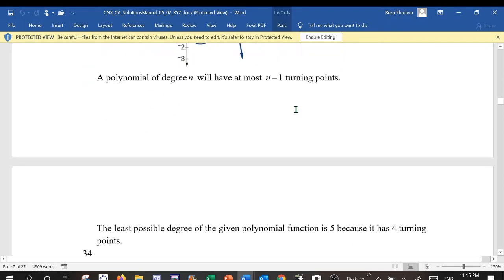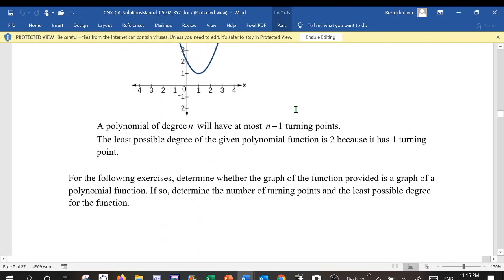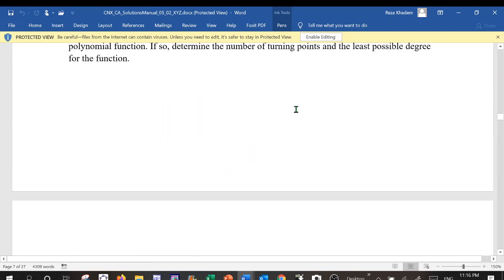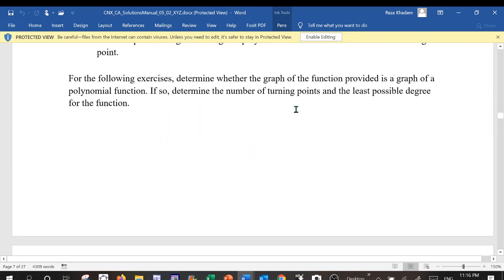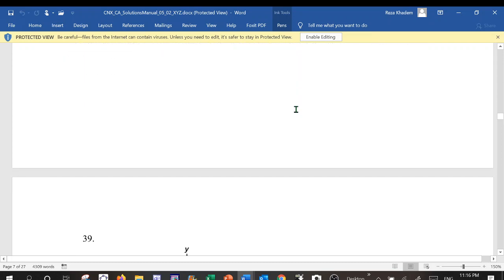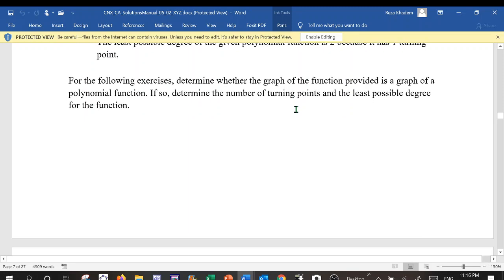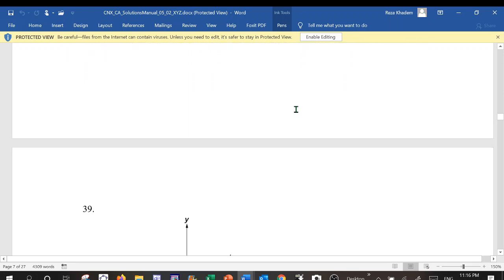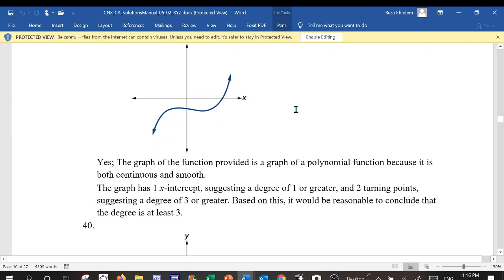And what about a few more here? For the following, determine whether the graph of the function provides a graph of a polynomial function or not. And then if it does, determine the number of turning points and the least possible degree for the function. So here, can it be a polynomial function? Yes, because look, it has all real numbers for domain, no breaks, no sharp corners, and it doesn't approach any line or anything, and has 2 turning points here, right?